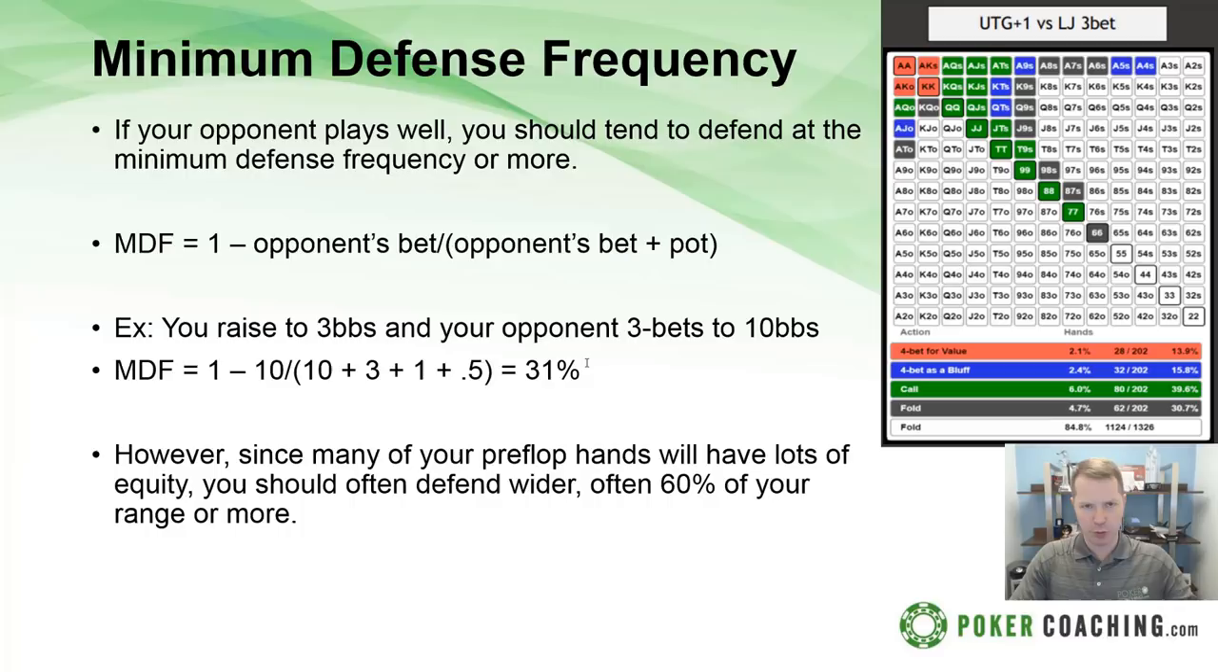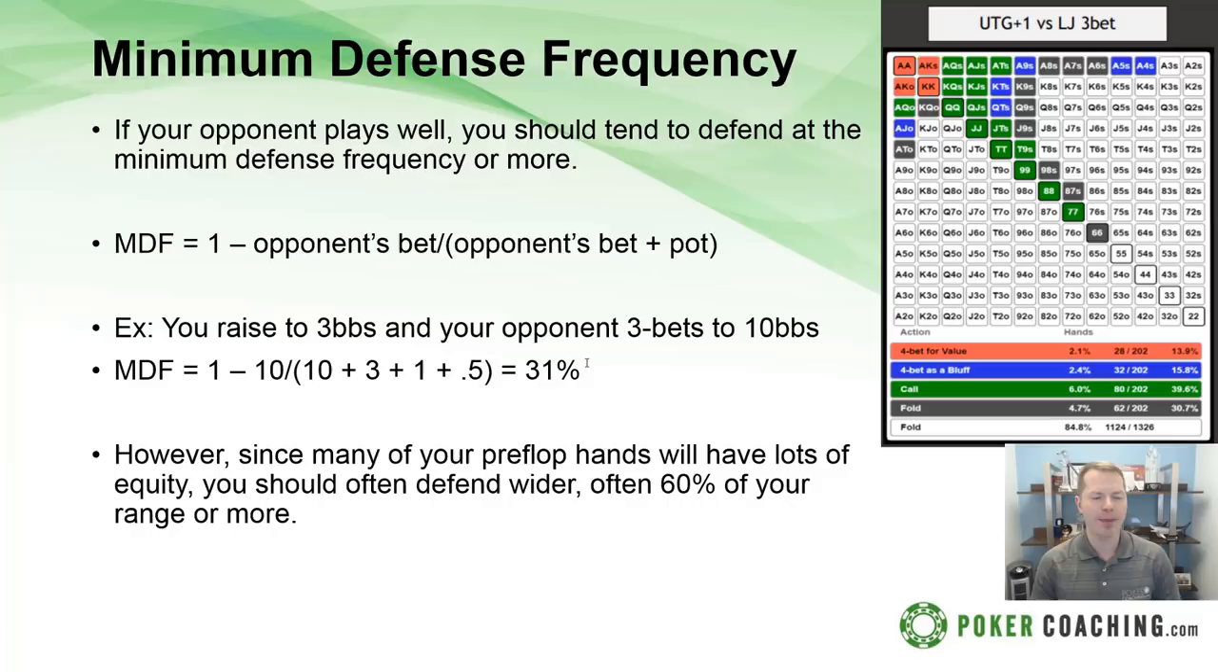Now, kind of going back to the example I gave where if you are defending the big blind, you should be way over defending. Same thing when facing three bets, because you're going to have lots of equity with your range, especially if you balanced it well by playing the ranges I recommended. So since your preflop hands will have lots of equity, you need to defend wider, perhaps 60% of your opening range or more, depending on the range you expect to be against from your opponent.